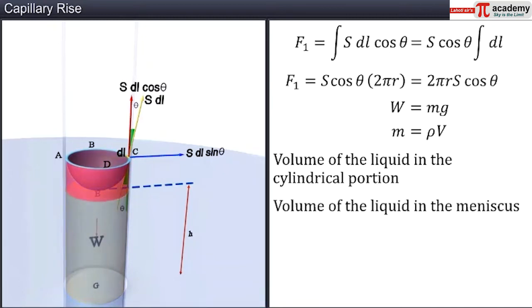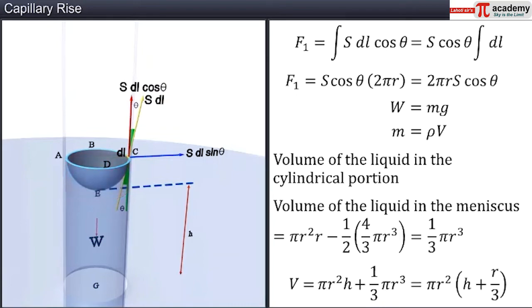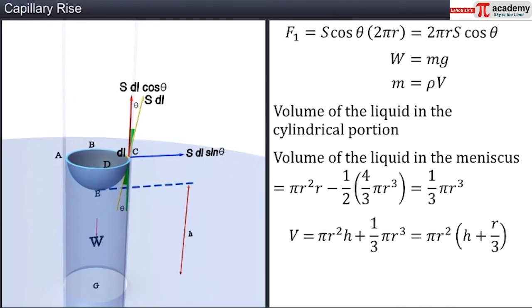The volume of the liquid in the concave meniscus is equal to the volume of the cylinder of height r and radius r minus the volume of the hemisphere of radius r, which is equal to 1/3 pi r cube. Thus, the volume of the liquid V is denoted by the sum of pi r square h and 1/3 pi r cube. Hence, the weight of the liquid in the capillary tube W is denoted by rho pi r square into h plus r by 3 into g.